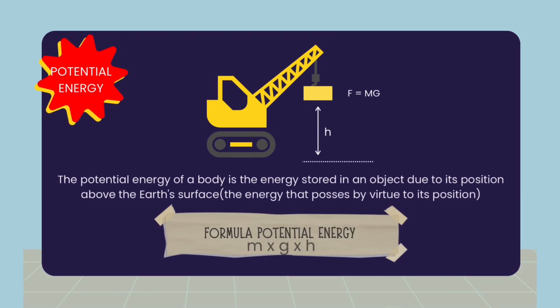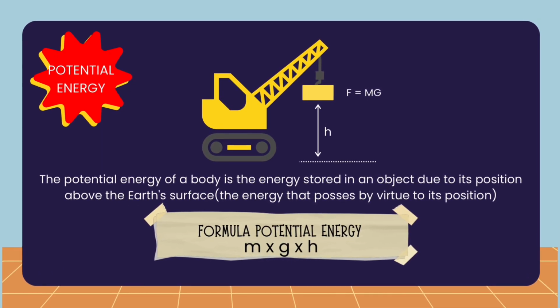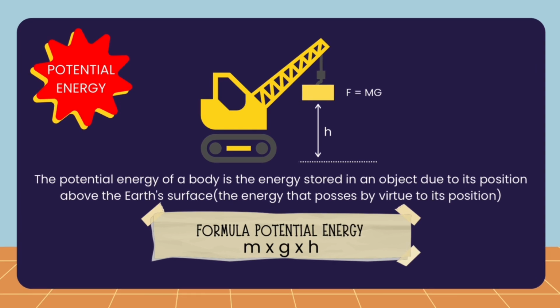Now that we know kinetic energy, we will go to potential energy. What is potential energy? The potential energy of a body is the energy stored in an object due to its position above the Earth's surface, which is energy relative to its position. Look at the above figure. The figure shows a crane lifting an object. Work is done to lift the object. The object gains an amount of energy that equals the work done to lift it.